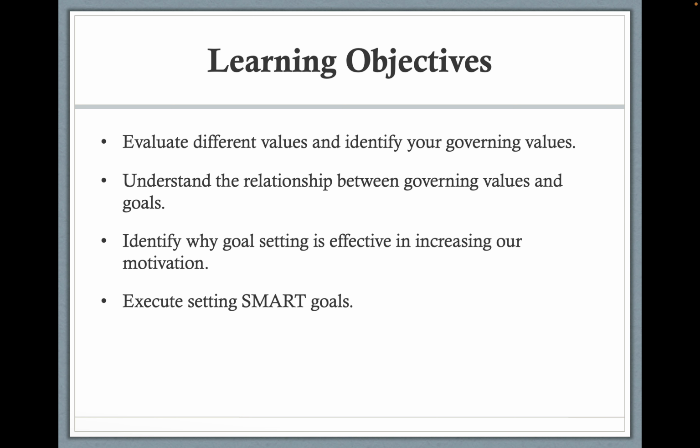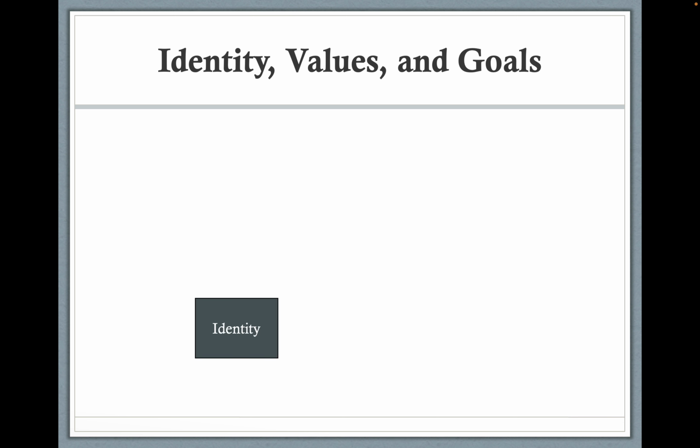So, learning objectives: we want to evaluate different values and identify your governing values. Basically, the idea here is to understand why our personal values are important in order to achieve our goals. Understand the relationship between governing values and goals. Identify why goal setting is effective in increasing our motivation, obviously, right? And we want to execute setting SMART goals. So first of all, there are a few concepts here that we need to be able to not only understand, but understand how they are connected.